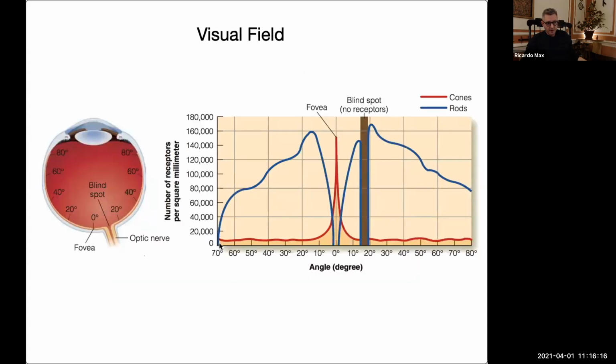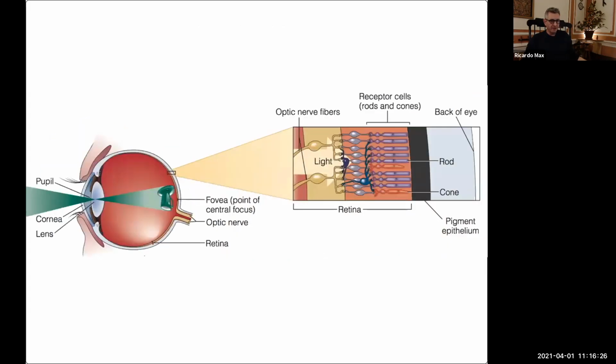So why do we have it? Here you have your entire visual field. Look how wide the hole is. We have no information here. Why does it happen? Why do we have this? Because, so this is the retina.